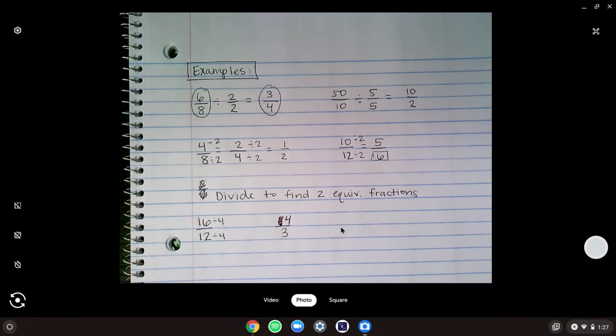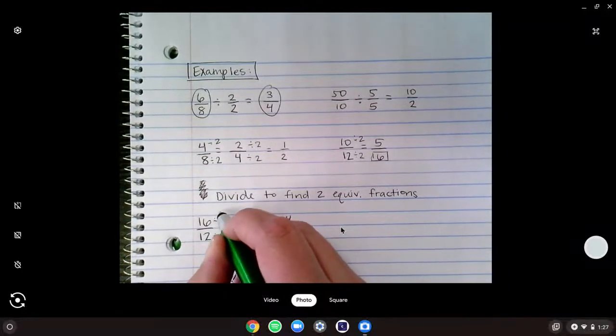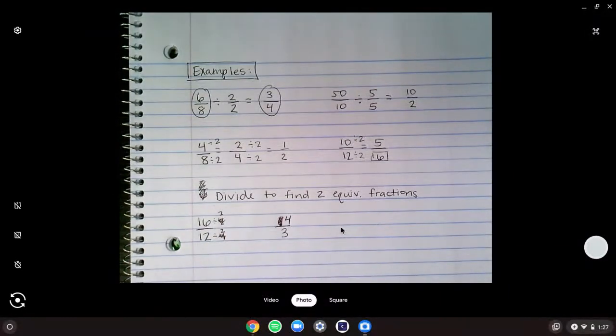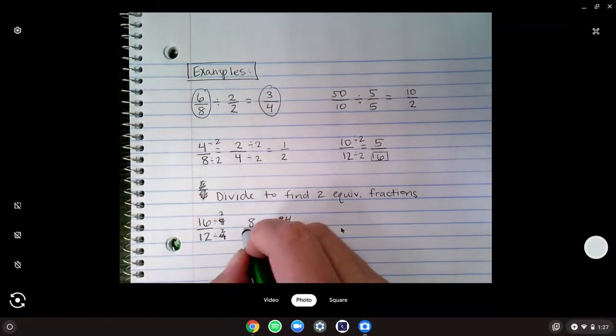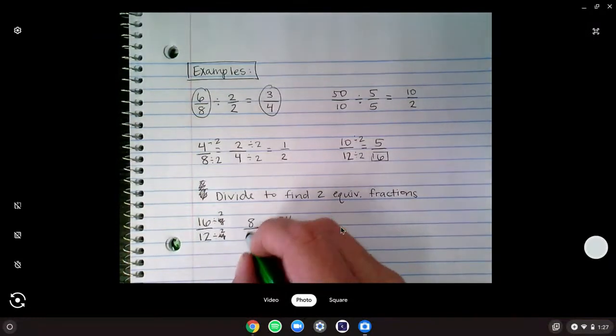2. What else, Monica? We could divide by 2 here, couldn't we? So instead of 4, I might want to divide by 2. 16 divided by 2. 2 times what gets me 16? 8, Zach? 8/6. I could get 8. And 12 divided by 2, I know that 6 times 2 is 12.